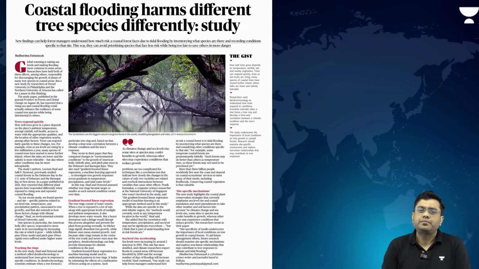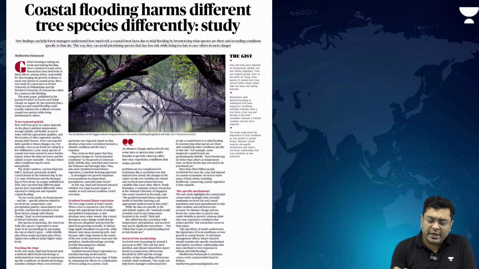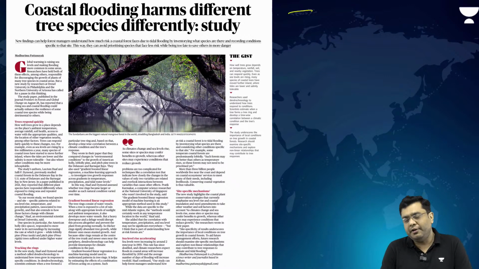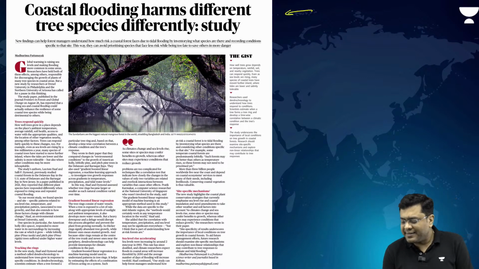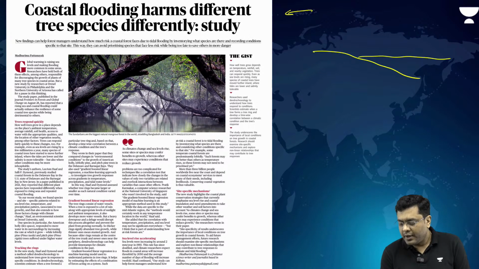Okay. Now, another article: coastal flooding harms different tree species differently. This is about a detailed scientific study carried out to understand how the rise in sea levels impacts various varieties of trees. Now, this has been studied in the region of the US, but the entire mechanism is applicable across the globe as well. What has been found is that when there is a rise in sea level, let's suppose this is the sea level, and here you have certain vegetation.